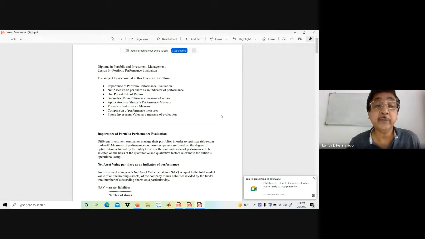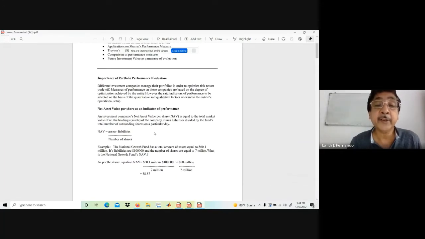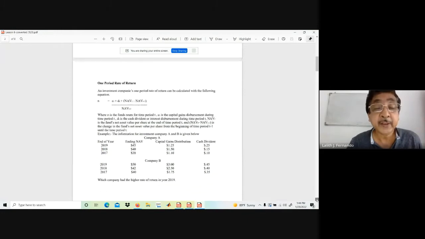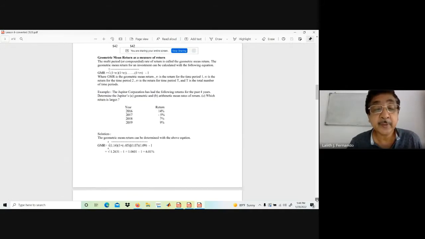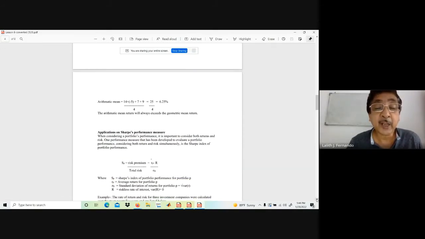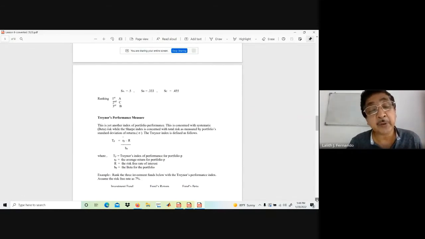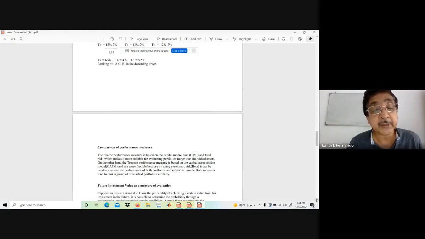Now, we have just gone through this lesson last time. There you have the different evaluation criteria: net asset value per share as an indicator of performance, then the one period rate of return, geometric mean return as a measure of return, and Sharpe's index and the Treynor index. Those were the things which we have already discussed. And finally, we discussed the future investment value as a measure of evaluation.